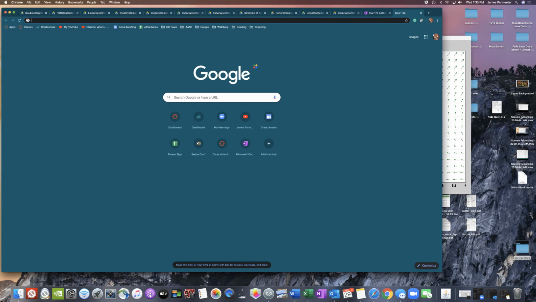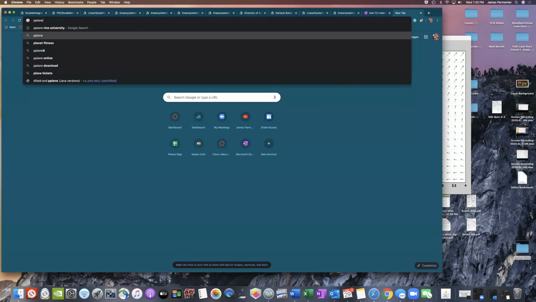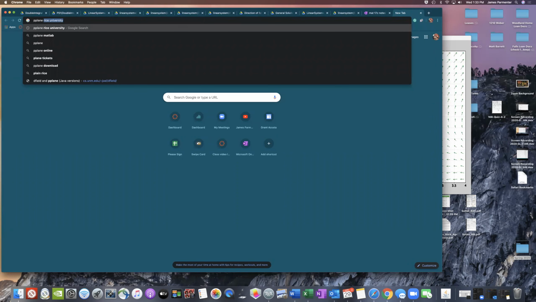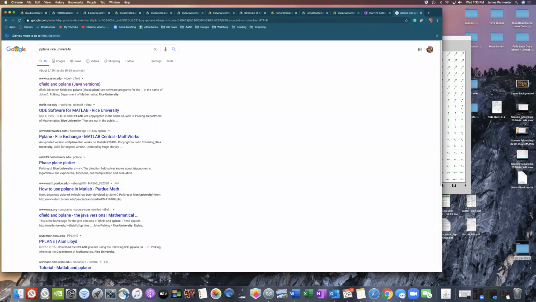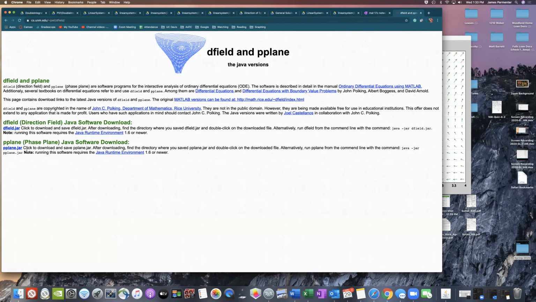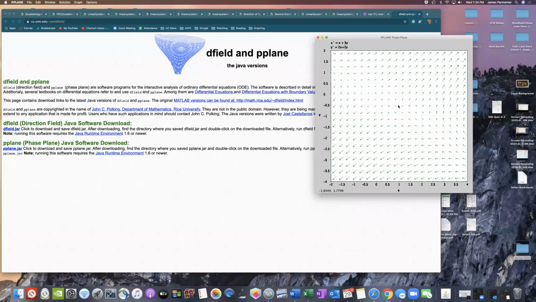If you look up p-plane, Rice University, and click on that, you can download the p-plane one. I think it is the one that is actually easier to do, like 2 differential equations at once. I was looking at the D-field one, and I feel like you can only do one differential equation.